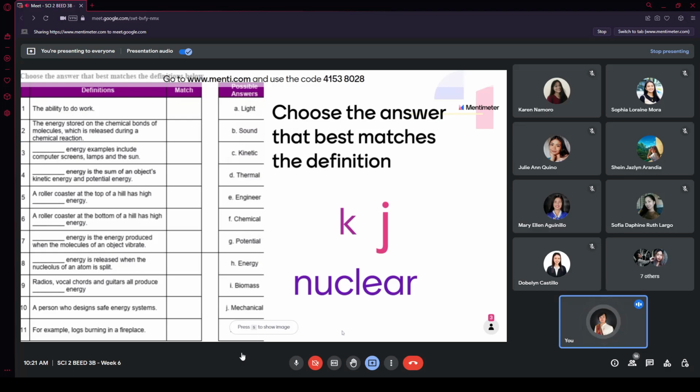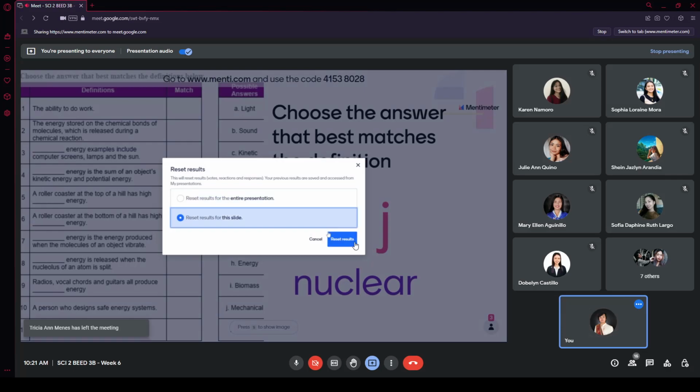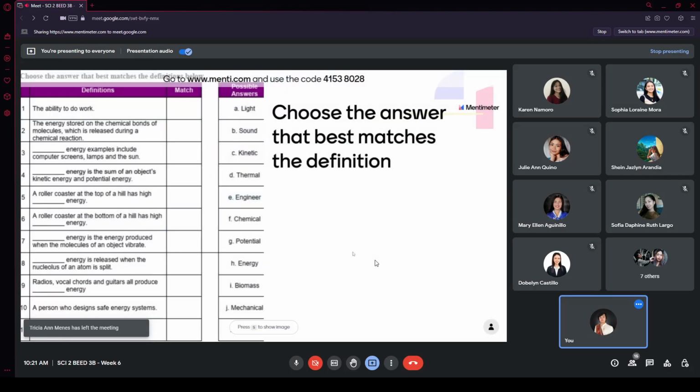Okay, let's try answering this a bit faster. For number 2, that should be chemical, right? Because it's during the bonding itself. For number 3, blank energy examples include computer screens, lamps, and the sun. So that should be light energy for number 3.